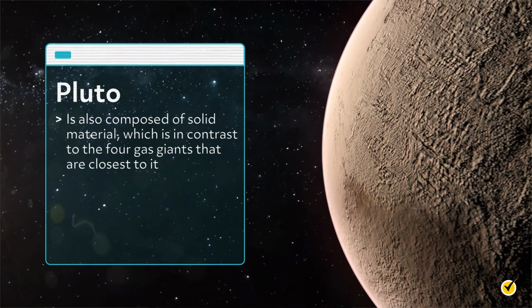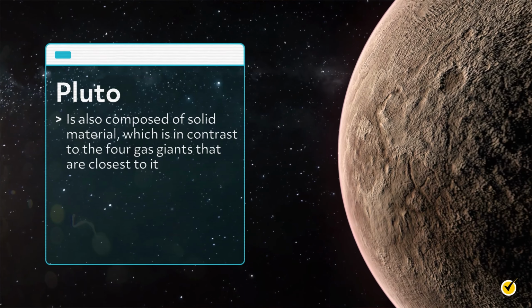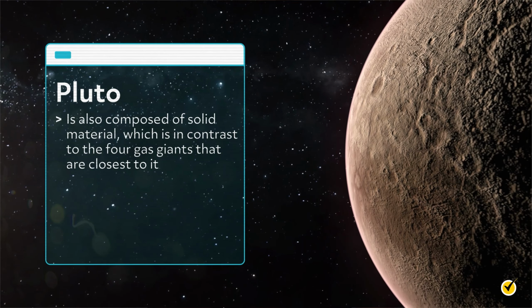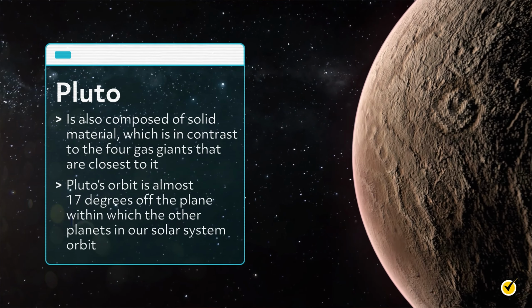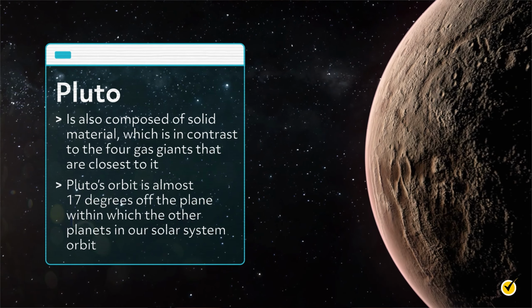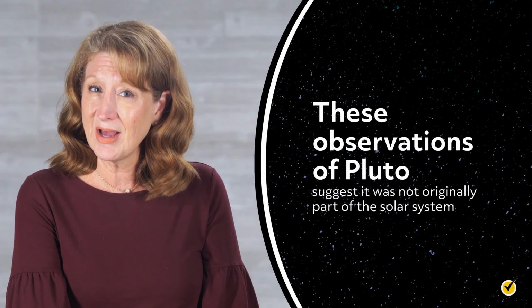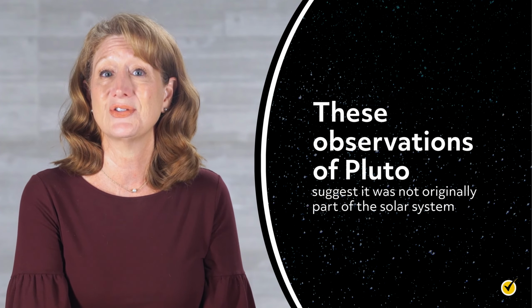Pluto is also composed of solid material, which is in contrast to the four gas giants that are closest to it. Furthermore, Pluto's orbit is almost 17 degrees off the plane within which the other planets in our solar system orbit. These observations of Pluto suggest it was not originally part of the solar system.